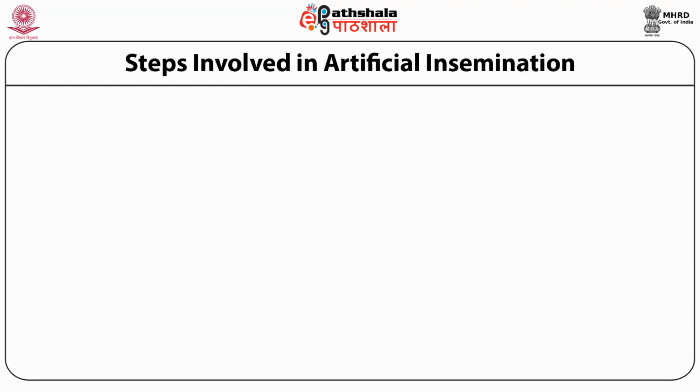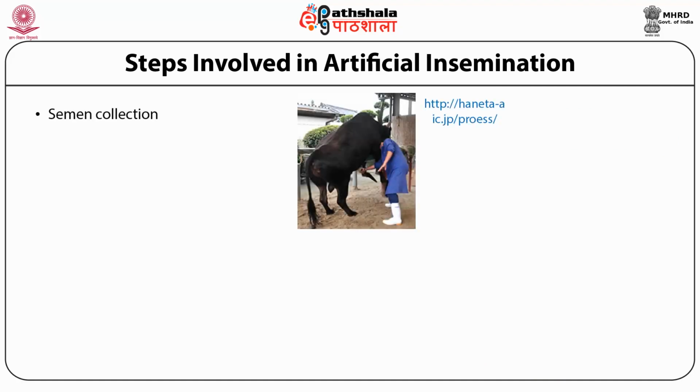Steps involved in artificial insemination. The first step is semen collection. Semen can be collected by using an artificial vagina. In a single go, 5 to 10 ml of semen can be collected from a bull.